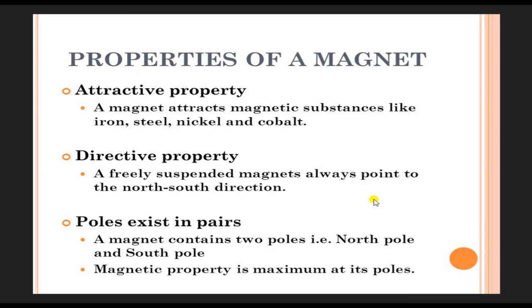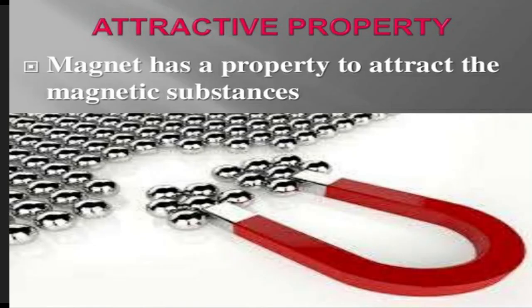First is the attractive property. That means a magnet attracts magnetic substances like iron, steel, nickel and cobalt. That means magnets have attraction power. They can attract things. Which kind of things? Those made up of iron, steel, nickel and cobalt.